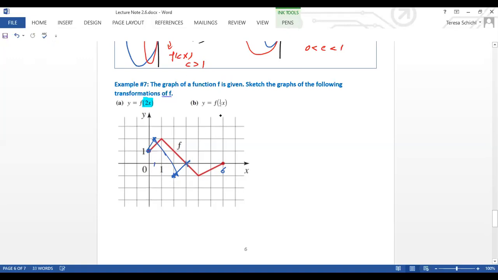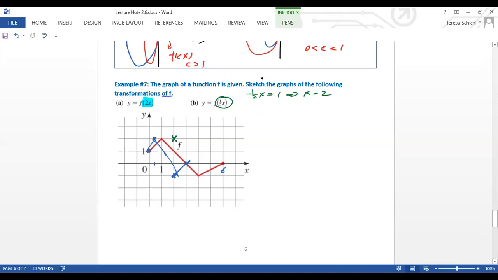Now let's take a look at f of 1/2 of x. 1/2 of x equal to 1 means x equal to 2. That means I need to double whatever the x is, right? So I'm going to use the green one. The first point here is 1. You double it, so it's going to be 2. This will be your first point. Now this point is 4, and you double it. It will be 8, right?